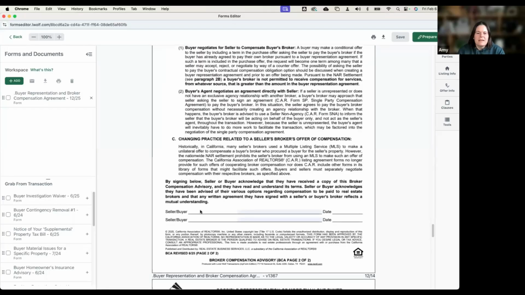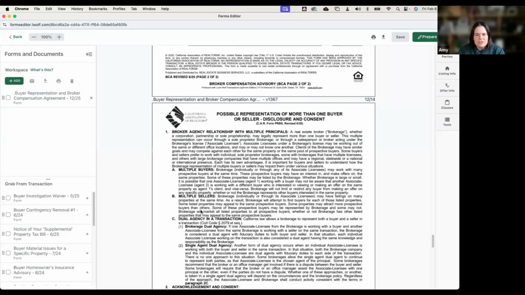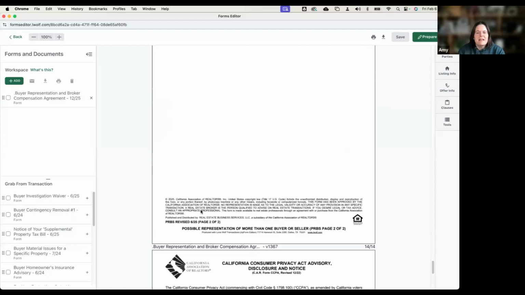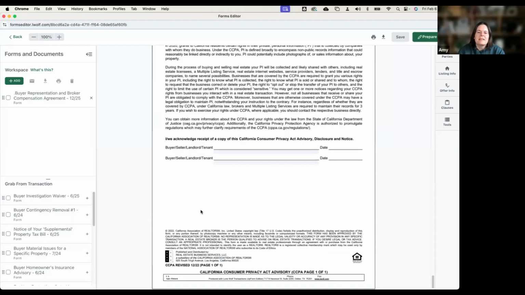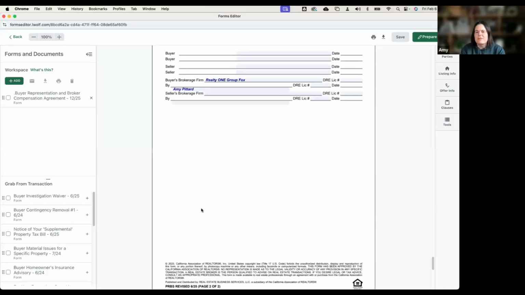So that form's in there as well. The possible representation of more than one buyer or seller disclosure and consent is also part of that BRBC. And the California Consumer Privacy Act advisory, disclosure, and notice. Okay, so those are all part of that BRBC form. We don't have to add them separately. They all get signed along with that BRBC form.